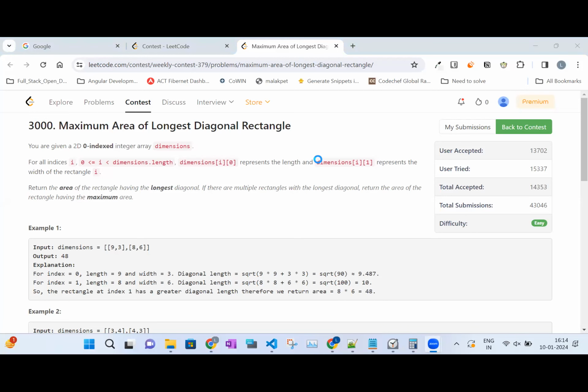So now we'll be starting the editorial recording of LeetCode Weekly Contest 379. The first problem that we'll be solving is Maximum Area of Longest Diagonal Rectangle.